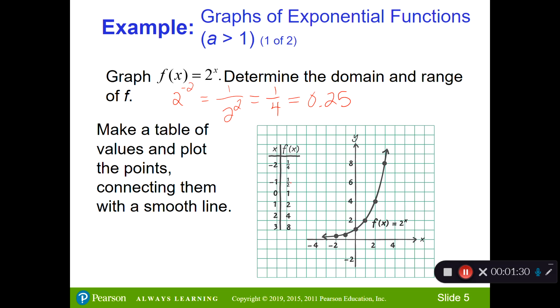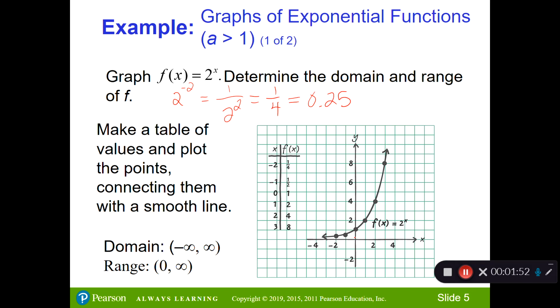2 to the negative 1 would be 1/2. 2 to the 0 would be 1. 2 to the first is 2. 2 squared is 4. 2 cubed is 8. Plot those points and we end up with a curve that looks like this. Notice this is true for any value of x. I can plug in and I'll get a real value. So any negative number, 0, positive number, my domain is all real numbers.